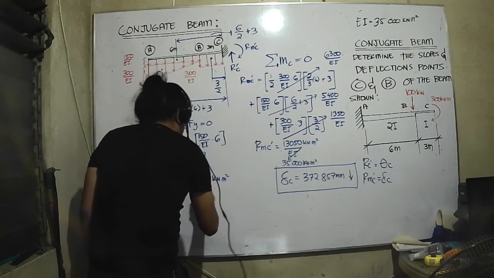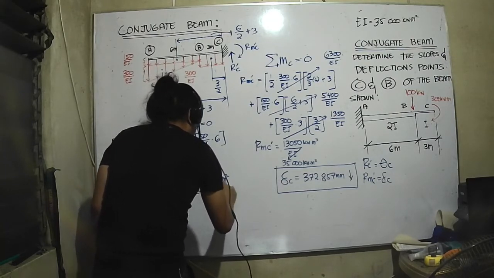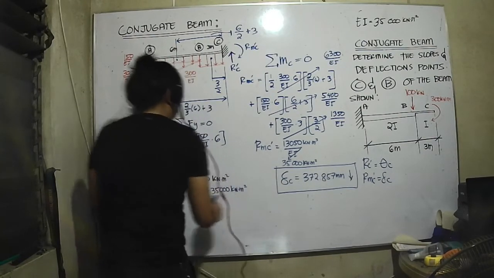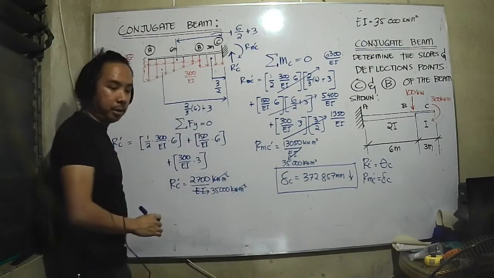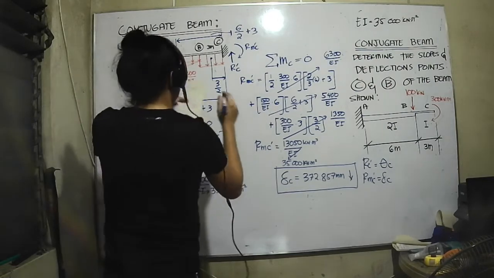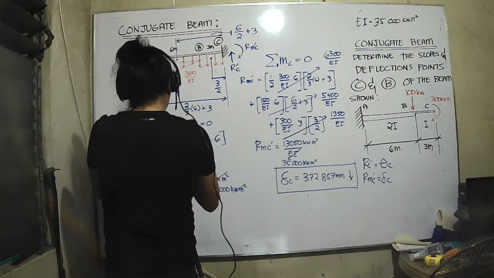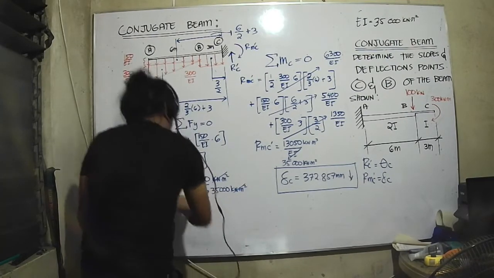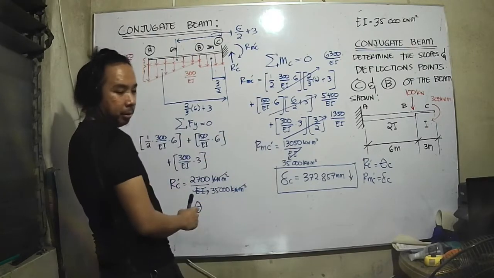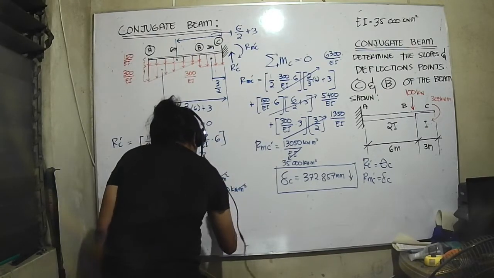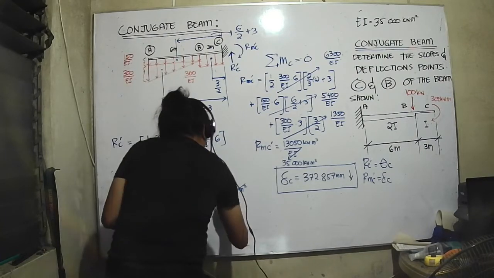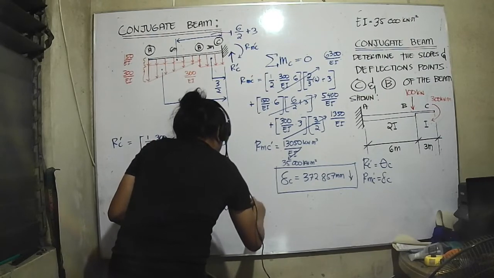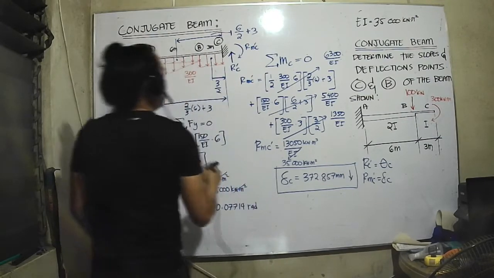We already know that EI is equal to 35k kilonewton meter squared. This cancels out, leaving us with just a unitless radian. That will result to this. Well, you know that C prime is equal to the slope. So, slope C is equal to 0.07714 radian. Okay?